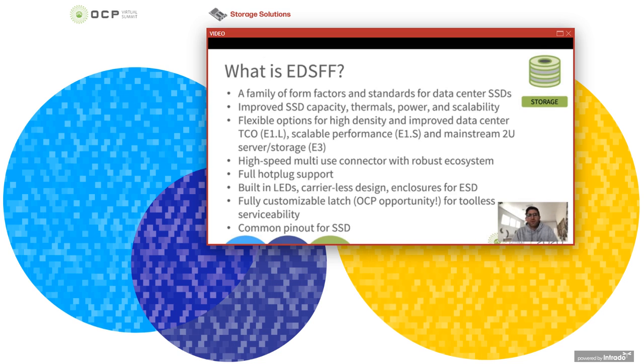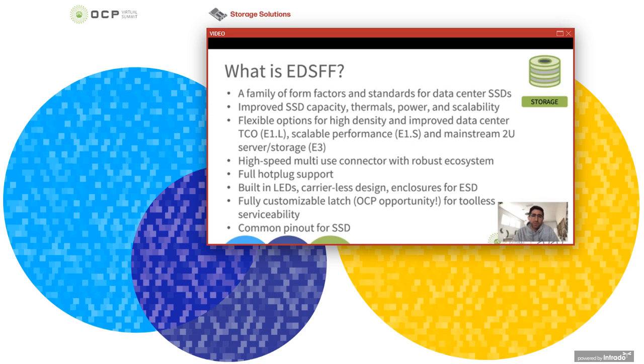When you look at a family of requirements and form factors for the data center, you ask, what do we actually need? Well, you want high capacity SSDs that are scalable and low cost. You want really good thermals and power and different scalability for different platform use cases. So you want these flexible options. That's part of the reason why we got these different variants of EDSFF, because they are optimized for different things: E1.S is really optimized for scalable performance, whereas E1.L is really about capacity.